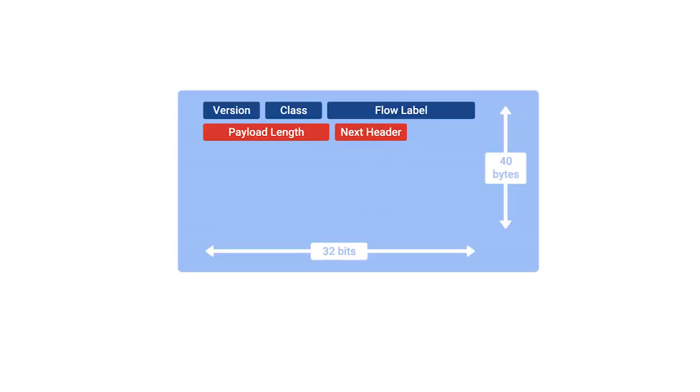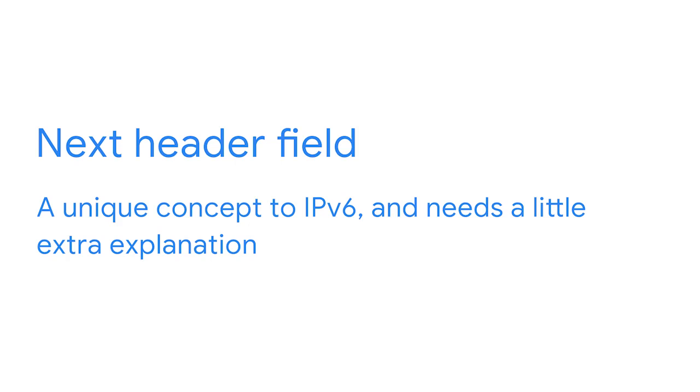Then you have the next header field. This is a unique concept to IPv6 and needs a little extra explanation. IPv6 addresses are 4 times as long as IPv4 addresses. That means they have more ones and zeros, which means that they take longer to transmit across a link. To help reduce the problems with additional data that IPv6 addresses impose on the network, the IPv6 header was built to be as short as possible.